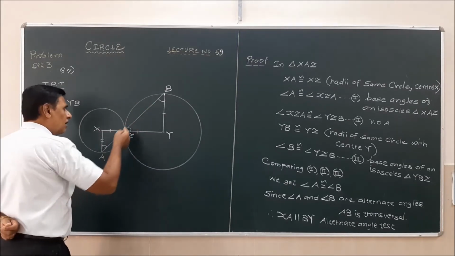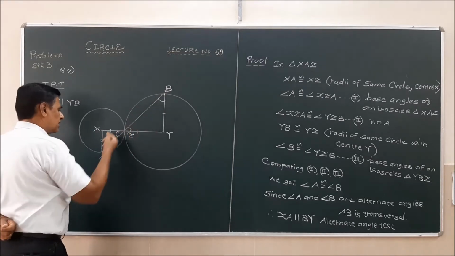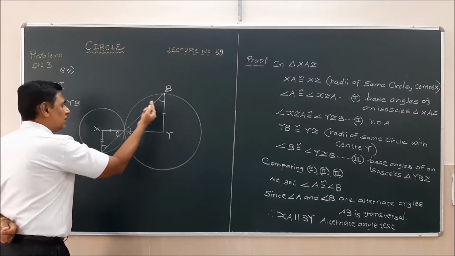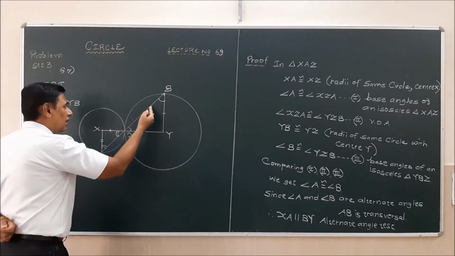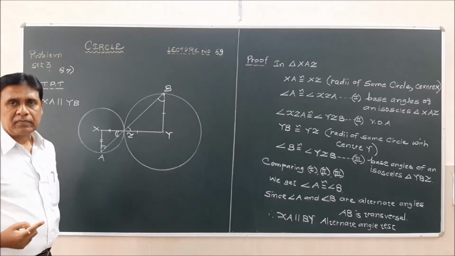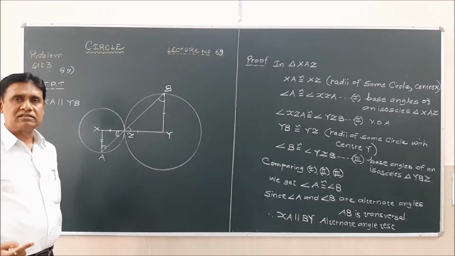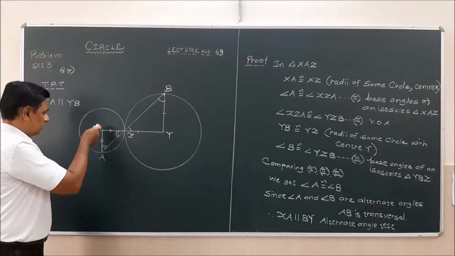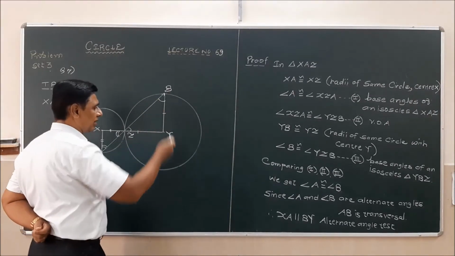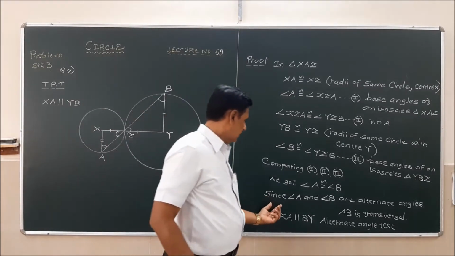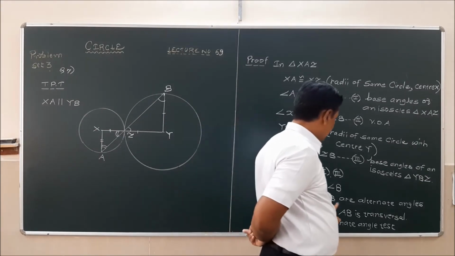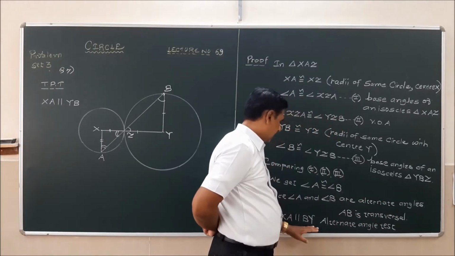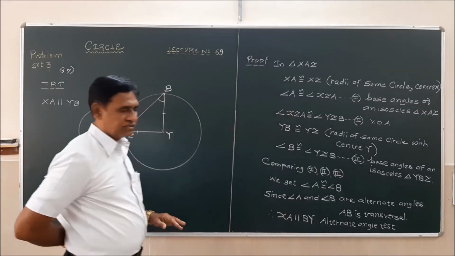So if angle B is congruent with angle A, and you consider AB as a transversal, then you will be getting angle XAB, or angle A, congruent with angle B. They are alternate angles. And as you all know, if alternate angles are congruent, lines are parallel. So by alternate angle test, you will get XA is parallel to BY. That is what we have to do. Since angle A and angle B are alternate angles, AB is transversal. Therefore, XA is parallel to BY. Alternate angle test.